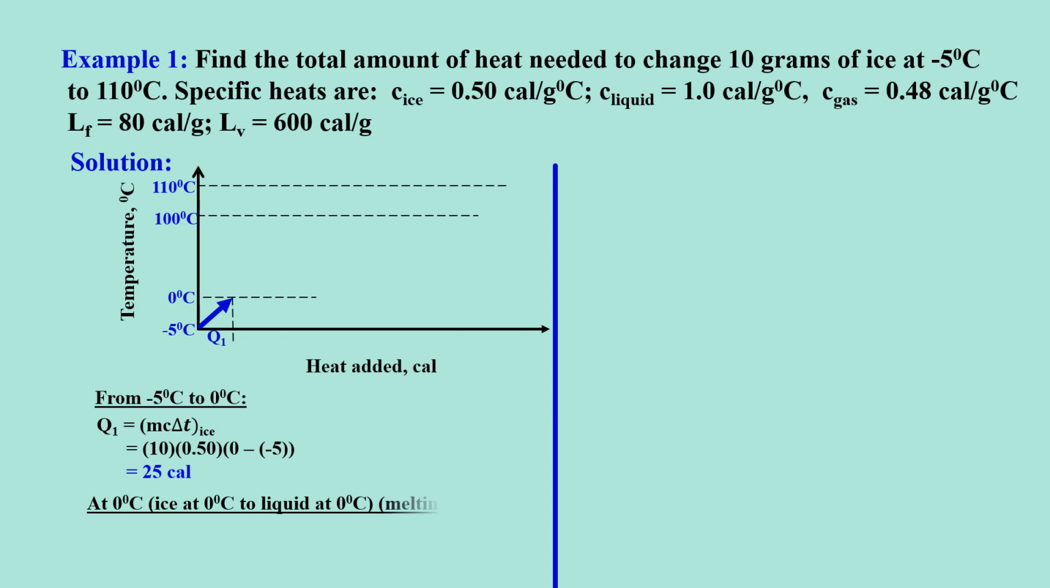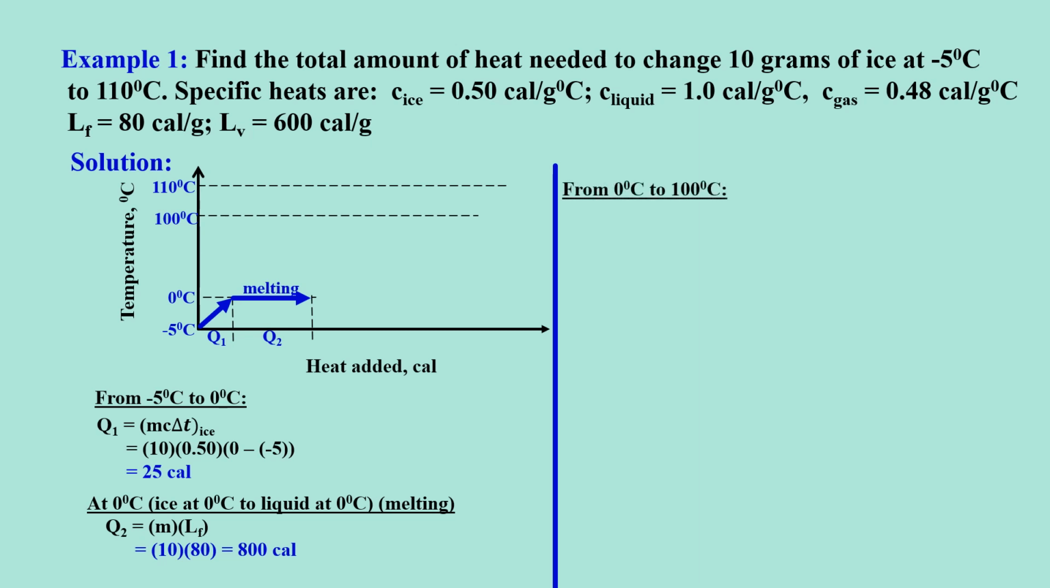At 0 degrees Celsius, ice at 0 degrees Celsius to liquid at 0 degrees Celsius, we are now in the melting process. In order to melt all the ice, we need this amount of heat Q2, which is given by M times L sub F. Substituting the values, you have 10 times 80 equals 800 calories.